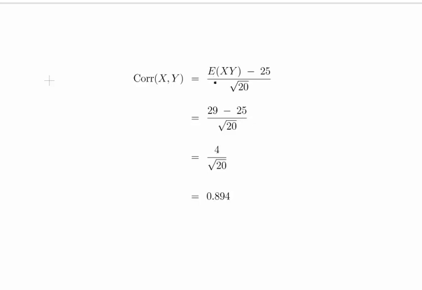So we're back to where we were before. The correlation equals the expected value of x times y, which we now know to be 29, minus 25, divided by the square root of 20, and then we get the same answer again. So that's it. We'll leave it there.